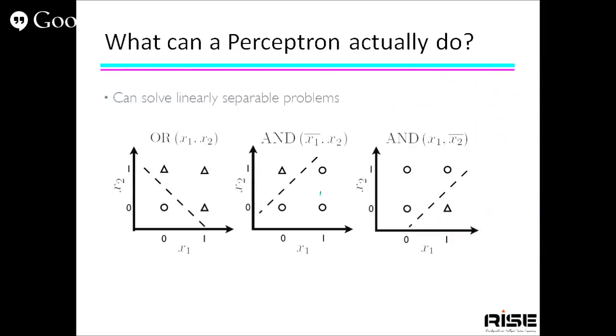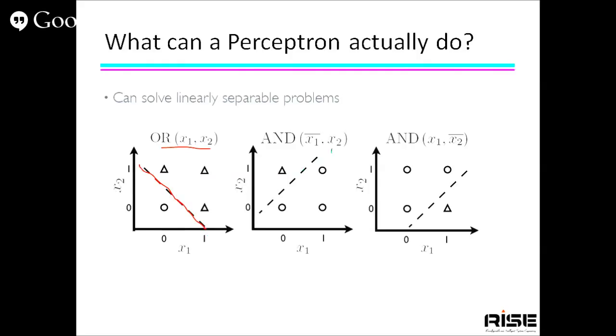But what can a perceptron actually do? As I have told you already, it can solve linearly separable problems. For example, consider the first problem, which is the OR problem. Given x1 and x2, the Boolean variables, I want to compute the OR function. 0 or 0 is 0, 1 or 0 is 1, and so on. So 1 belongs to one class, 0 belongs to the other class. As you can see, there is a linear line which separates 0 and 1.